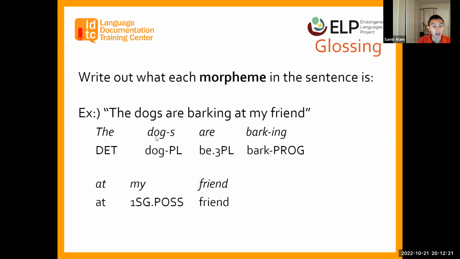Here's another example of glossing. If I break up this English sentence, where I say the dogs are barking at my friend, I can see the is a determiner, and dogs we can break into dog and the plural suffix, and we see that in the gloss where we have dog and plural. Are is be with a third person plural conjugation, then barking at my friend. So in the first line we have the original language, in this case English. In the second line, we have the description of each of the morphemes in the original text.